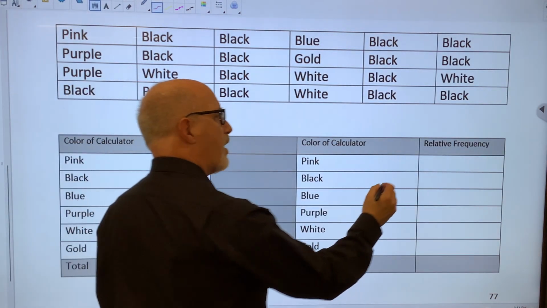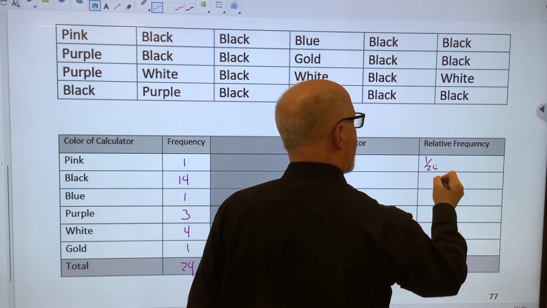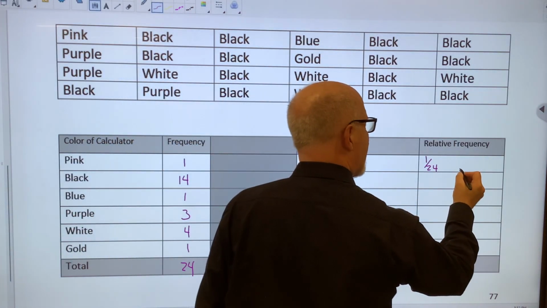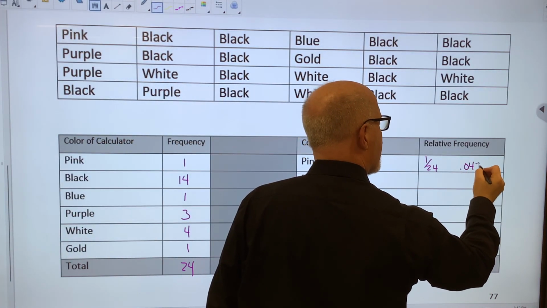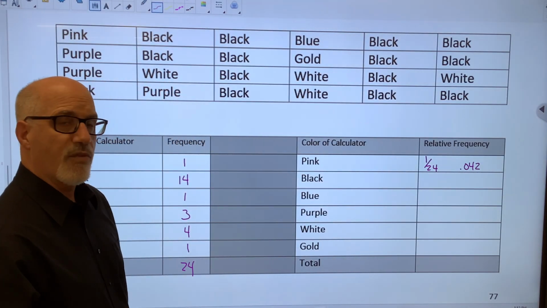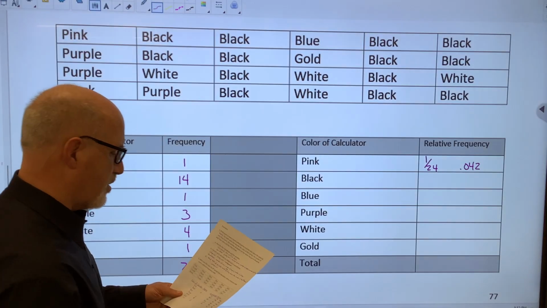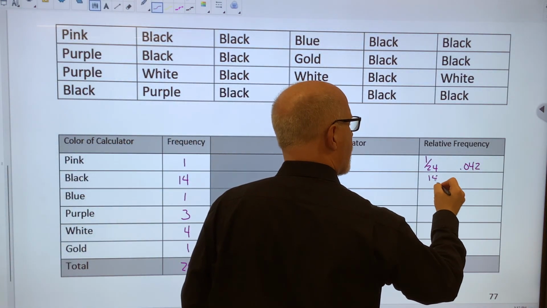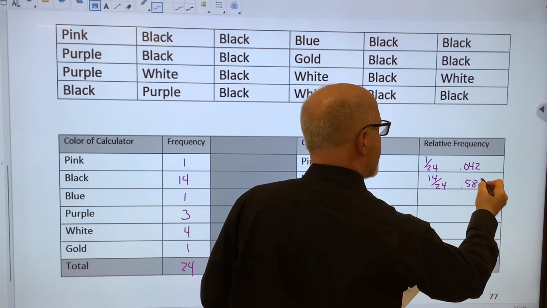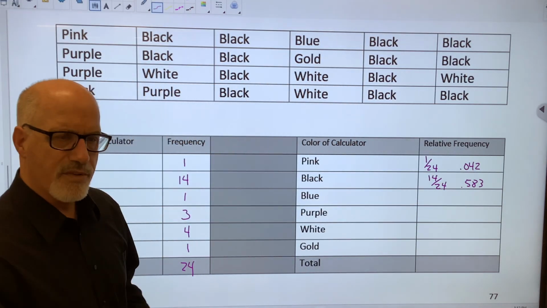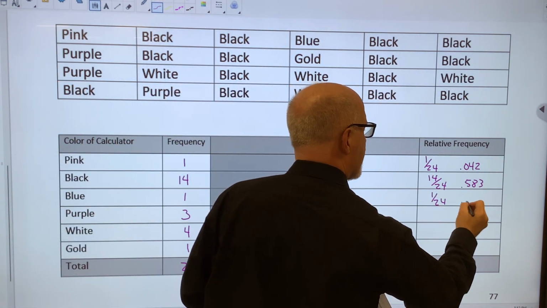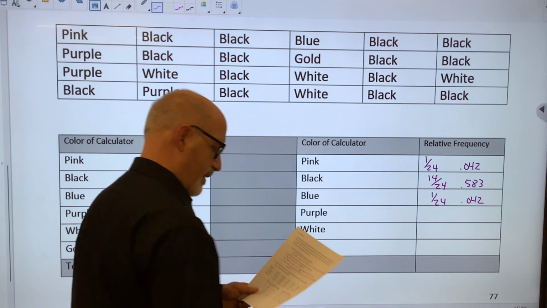So let's say there's 24, I would do 1 divided by 24. Now if I put that as a decimal, I have to round these, so it could be that it doesn't round up to 100% or to 1. I'm going to round it to 3 decimal places, so that would be 0.042. That would be 4.2% if I list it as a percentage. Black would be 14 out of the 24. As a decimal, that would be 0.583, so 58.3% for that. For blue, it's 1 out of 24, again 0.042.